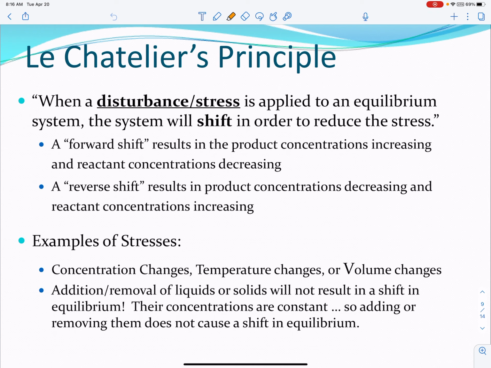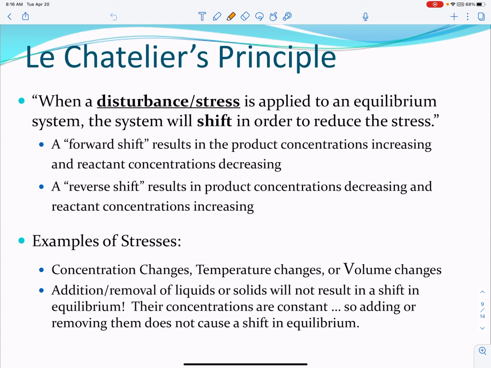A system is at equilibrium. You apply a stress to the system. It's no longer at equilibrium, and as a result, it shifts forwards or backwards to reduce the stress and reach a new equilibrium.